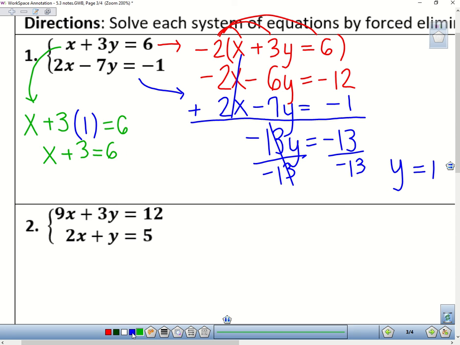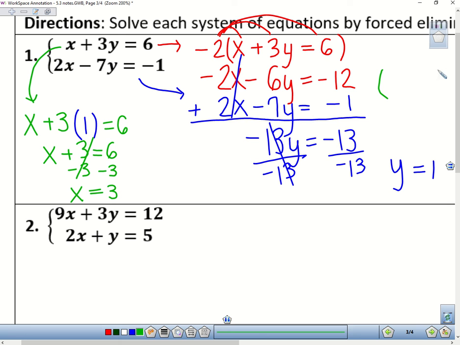And then how would I solve for x here? X plus 3 equals 6. What does x have to be? One-step equation, guys. What plus 3 is equal to 6? 3. There we go. Okay.